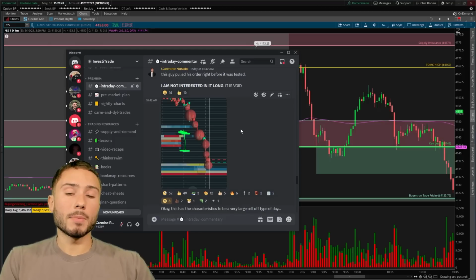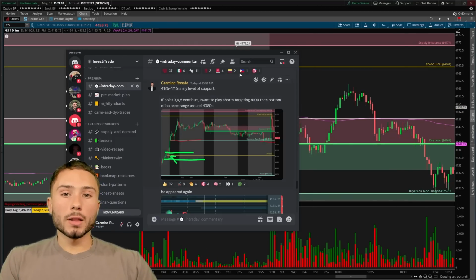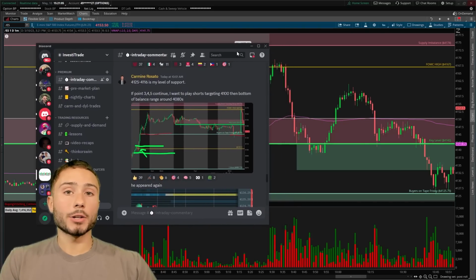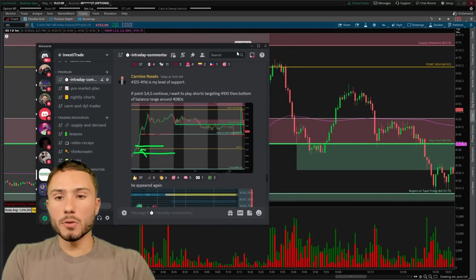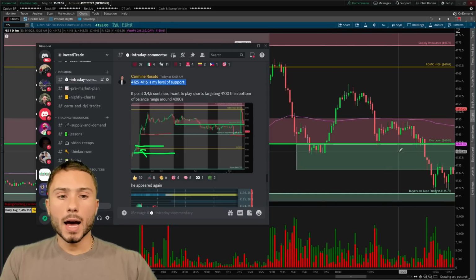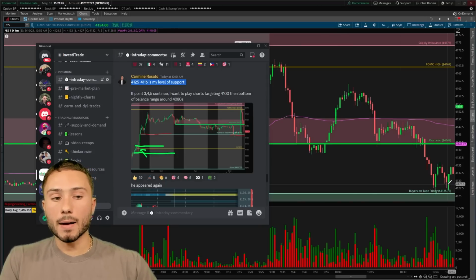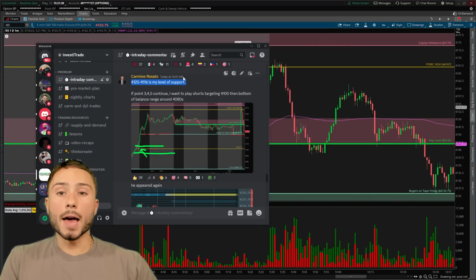Now keep this in mind because this is going to be a very, very important lesson. At this moment, I was really focusing on playing the market short again and being a bear. I wanted to see more selling. I wanted to see a continued sell-off. And here's even an update that I sent: 4125 to 4116 is my level of support. I said that earlier as well in the pre-market plan. I want to play shorts targeting 4100 if the selling pressure is increasing below 4125. And this was at 10:51 Eastern.